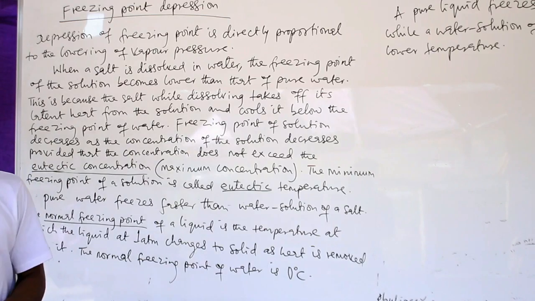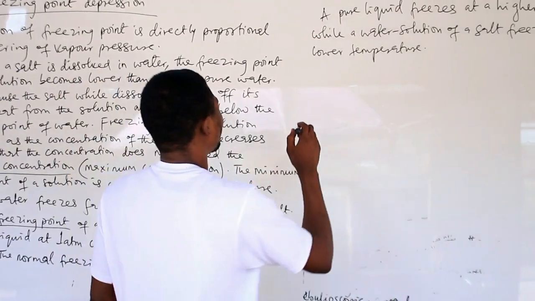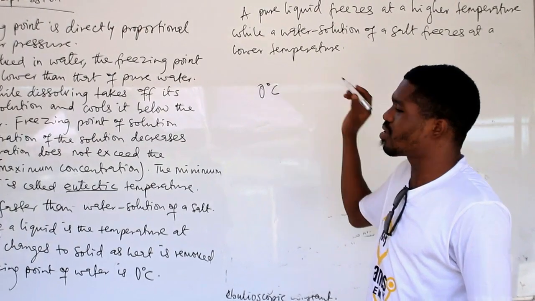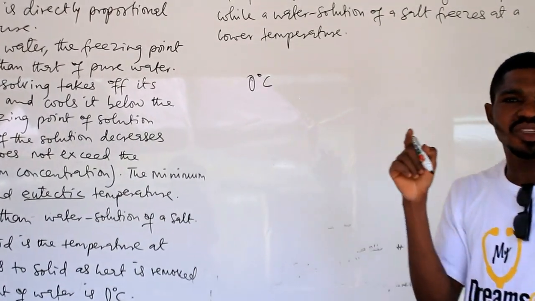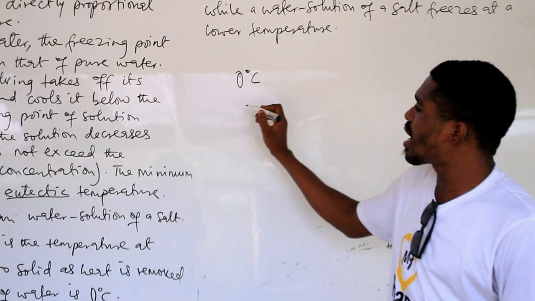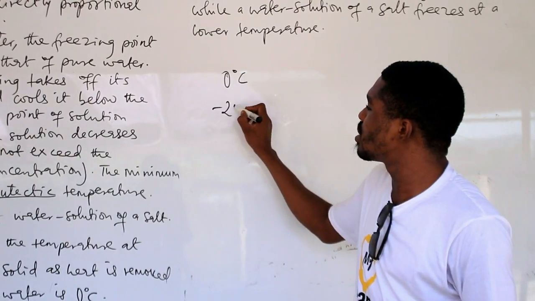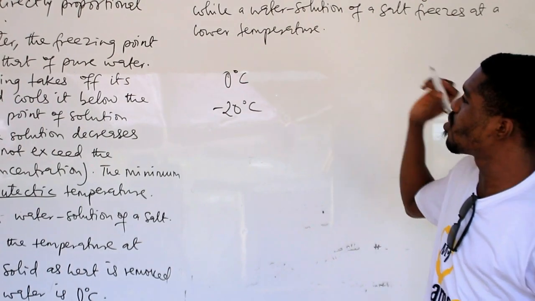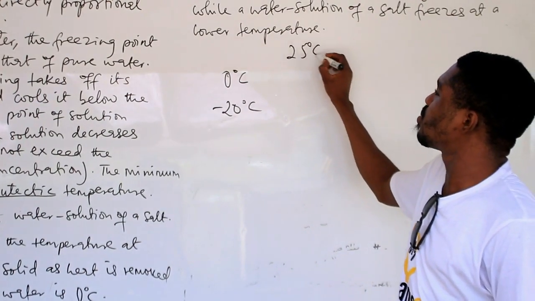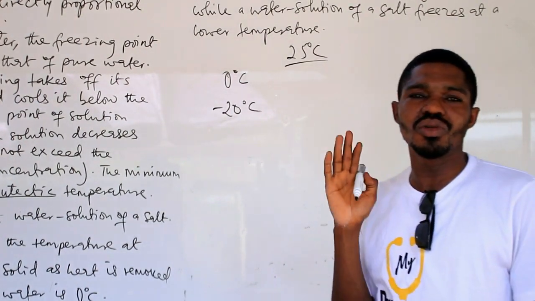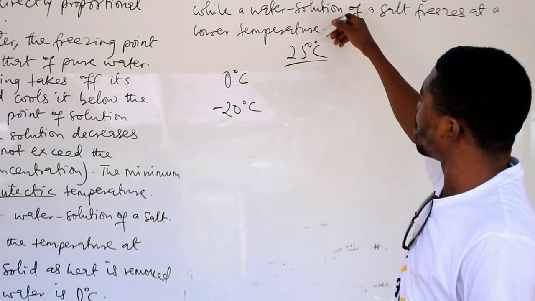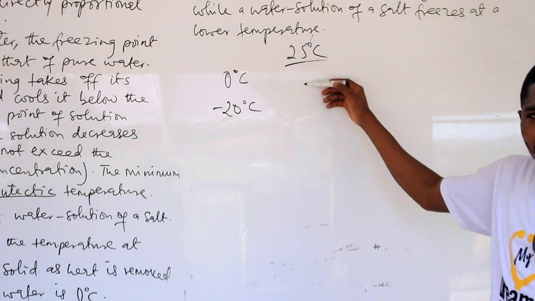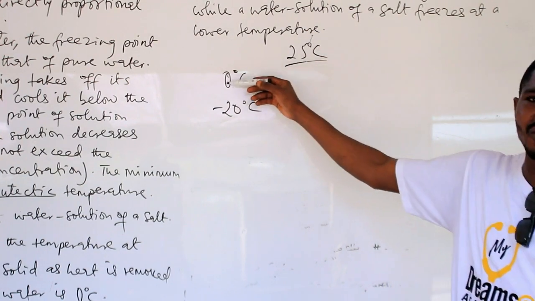But let me illustrate this. For example, normal freezing point of water is 0 degrees Celsius. But salt water will freeze at a temperature below 0, at about minus 20 degrees Celsius. Remember that liquid water is at 25, that's normal room temperature. So the cooling begins from this. As liquid water is cooling, it is cooling from 25 down to 0.